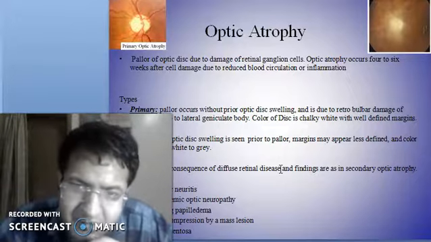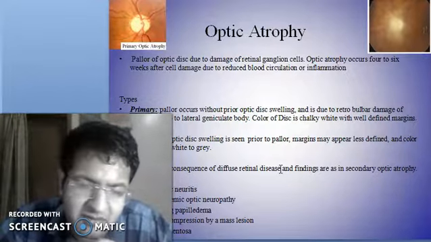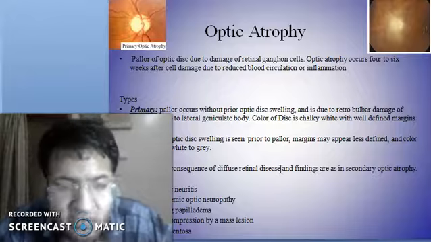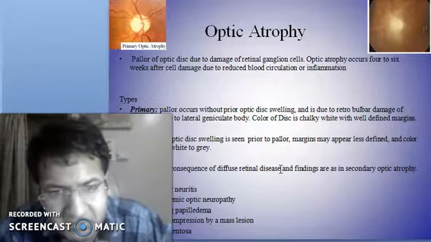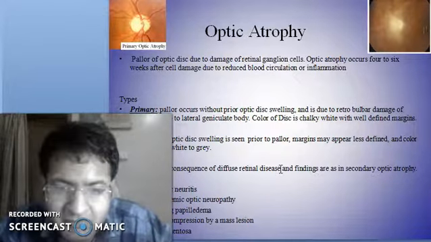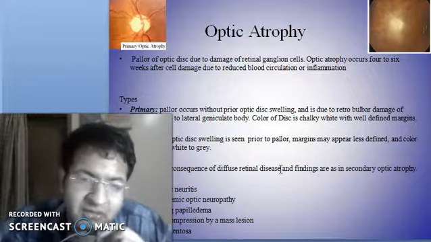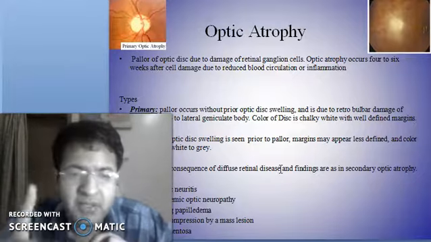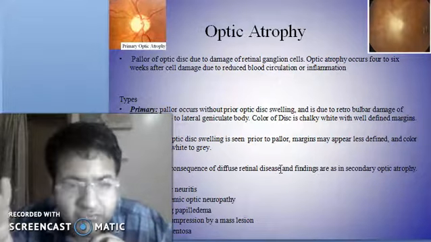Why does the ganglion cell damage occur? Due to the reduced blood circulation or any inflammation, due to ischemia or inflammation. Okay. What are the various types of optic atrophy? The optic atrophy can be either primary, secondary, or consecutive.